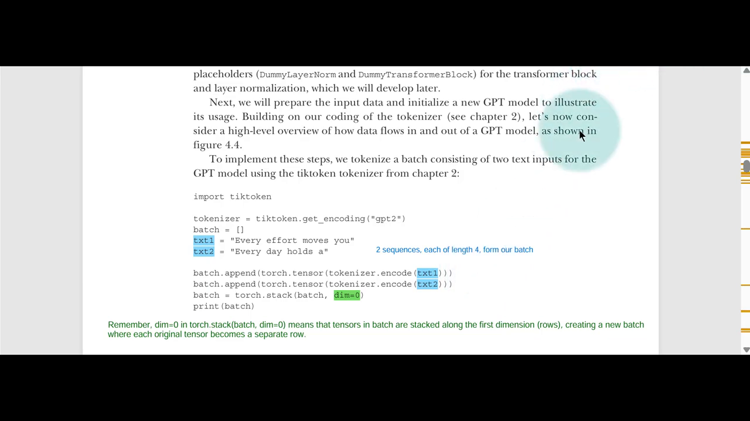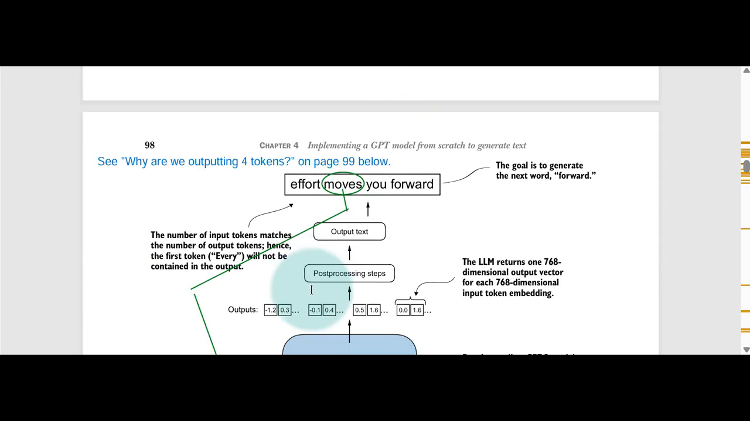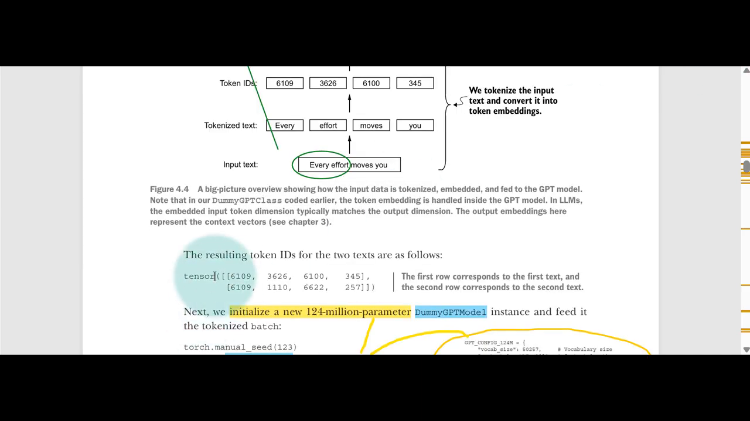We're going to take our batch, encode the first one and append it, and then encode the second one and append it. If we want to see what that looks like, it looks like this: a tensor. It has 4 tokens and 2 sequences, or a batch of size 2. And these are the token IDs.